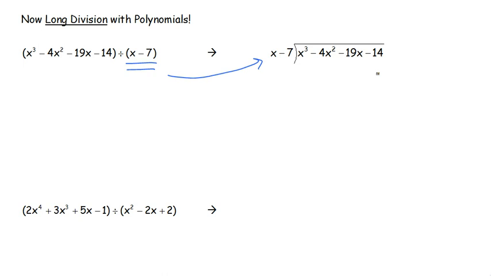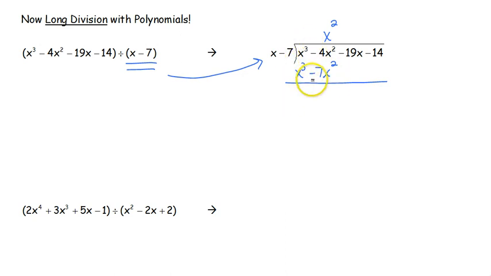Now when we do long division with polynomials, we're going to look at the x and the x to the third. What do I have to multiply by to take x and make it x to the third? That is going to be x squared. So we've got x squared, and then we multiply it by both pieces. So x squared times x is going to give us x to the third. X squared times a negative 7 is going to give us a negative 7x squared. So we subtract, remember, so 1 minus 1, that's going to cancel.